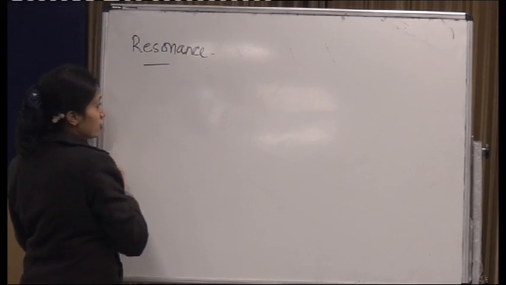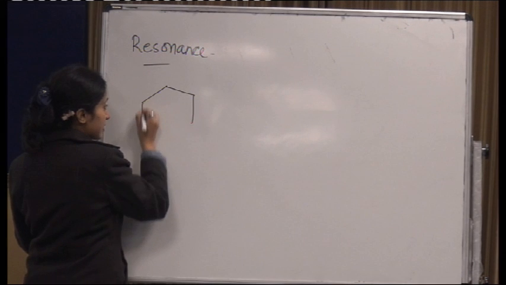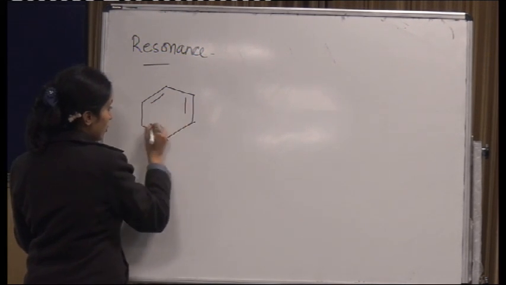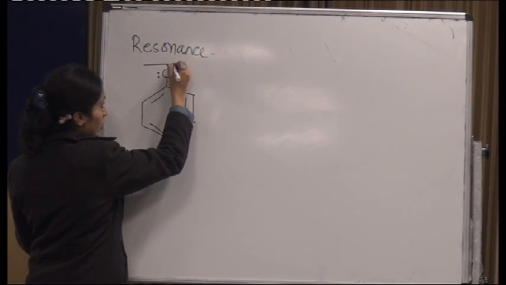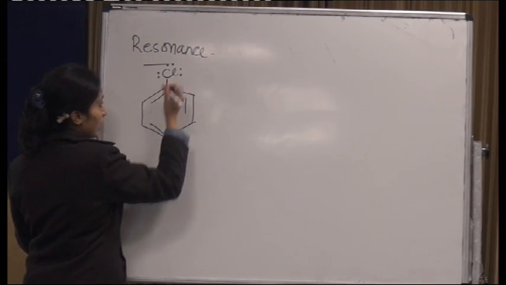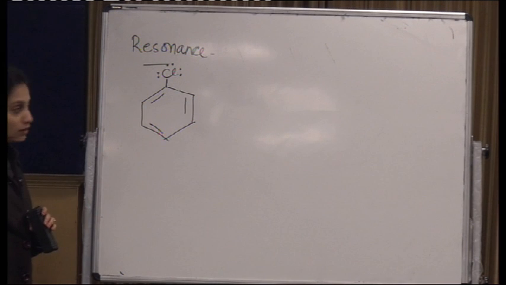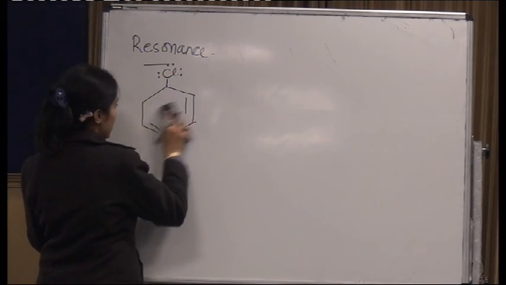If you understood that thing correctly, you can easily draw the resonance stabilized structure of chlorobenzene. In chlorobenzene, chlorine has 3 lone pairs of electrons available. Let me just draw it like that.